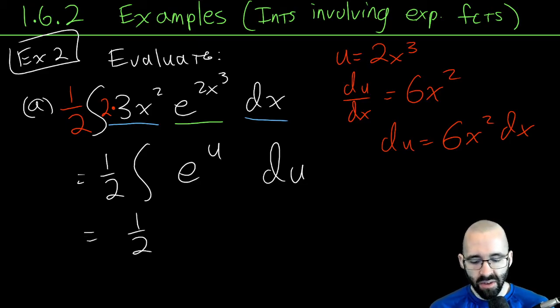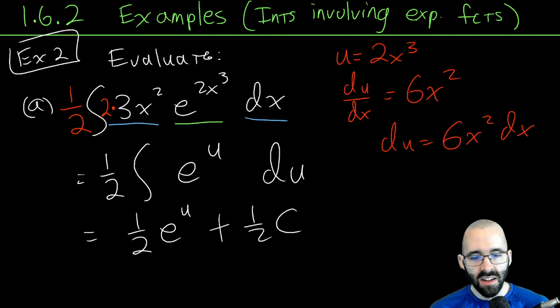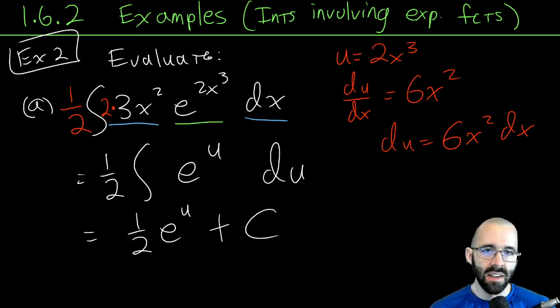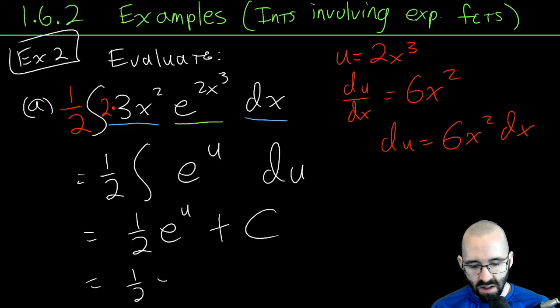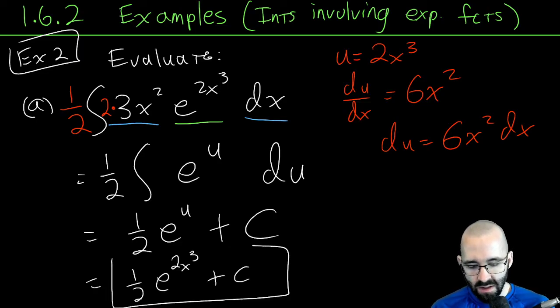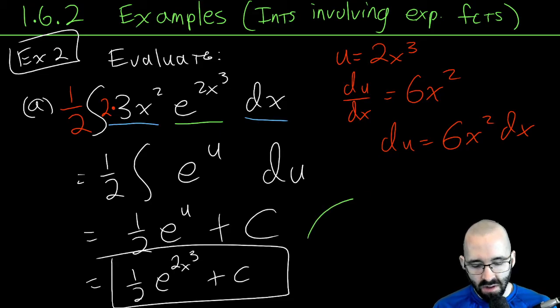We know the antiderivative of e to the u is just itself. That was one of our rules. And then technically this 1/2 gets distributed to the constant, but we never write that because half of any real number is still just any real number. Then we get our final answer by replacing u, and we can check our answer by taking the derivative.